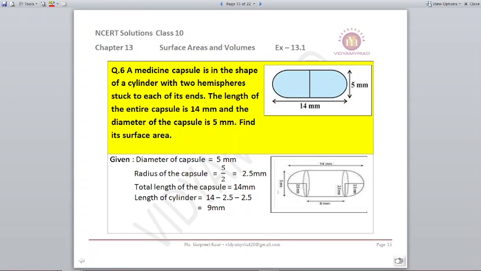A medicine capsule is in the shape of a cylinder with two hemispheres stuck to each of its ends. The length of the entire capsule is 14 mm and the diameter of the capsule is 5 mm. Find its surface area. Now, the diameter of the capsule is given to us as 5 mm, so that means the radius will be 5 upon 2, which is 2.5 mm. Total length is given to us as 14, so the length of the cylinder inside will be 9, because 14 is the total. From 14 we will subtract both the right and the left ends, that is 2.5 radius from each, which comes out to be 9 mm, the length of the cylinder.